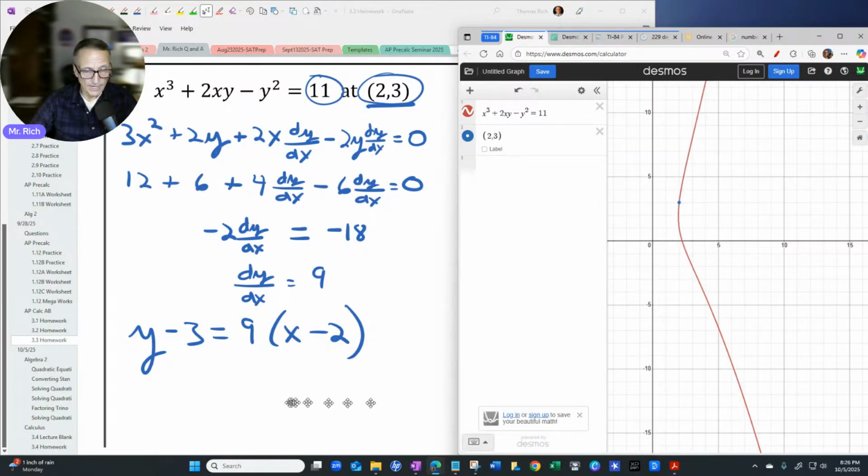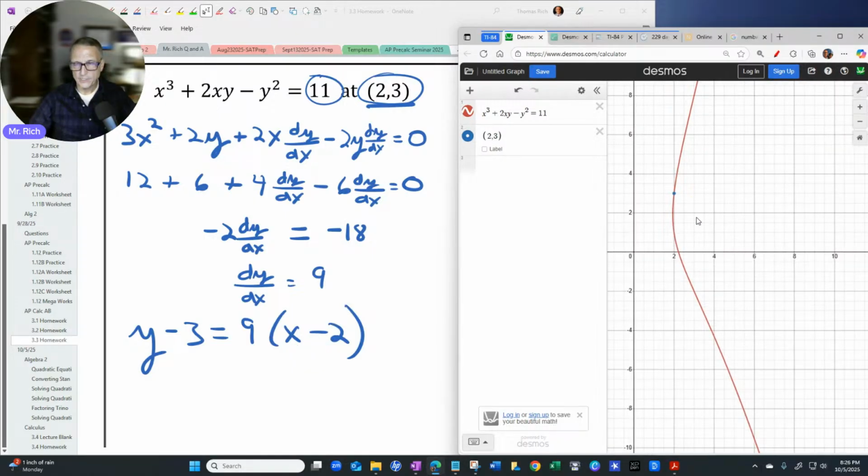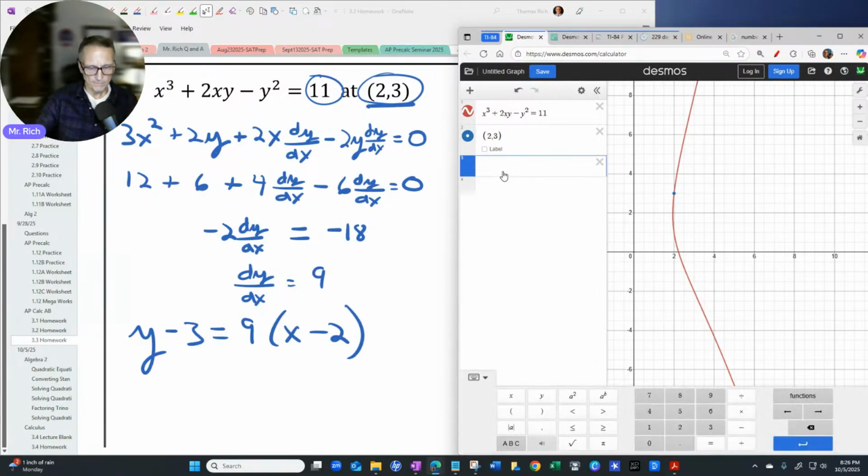Now, I like that the slope is 9 because that looks like the tangent line is going to be extremely steep right there, almost vertical. But let's go ahead and put this equation in. y minus 3 is equal to 9 times (x minus 2). Yeah, it looks like we got it dead on.